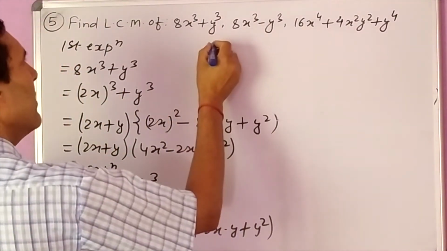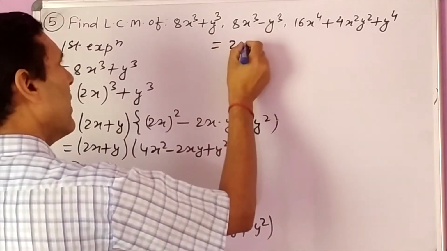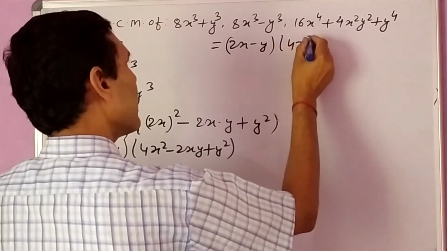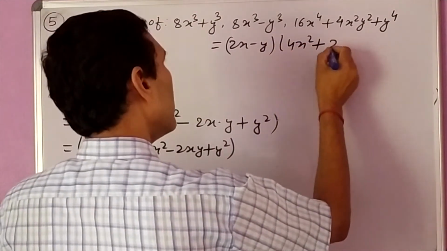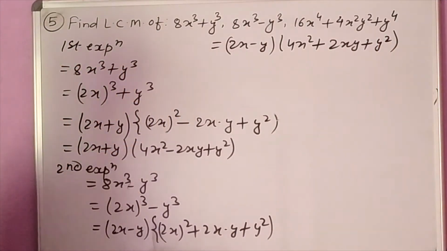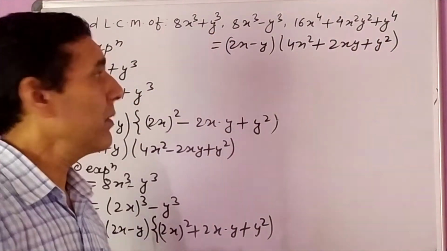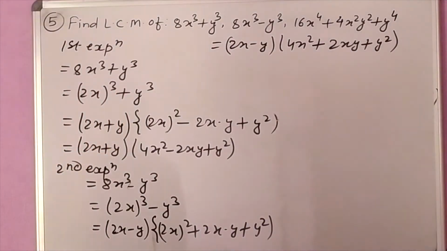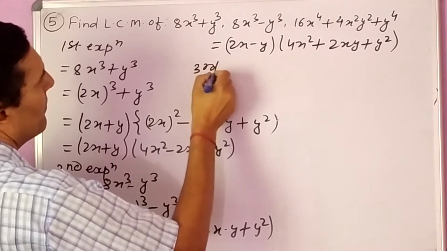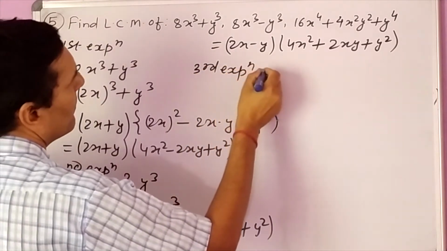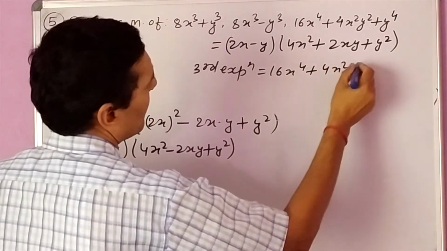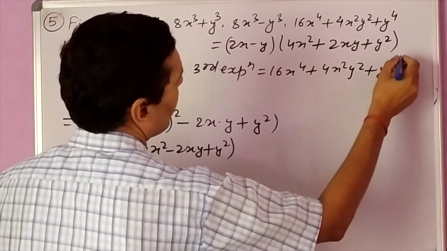So I am writing here, 2x minus y times (4x square plus 2xy plus y square). These are the factors of the second expression, 8x cube minus y cube. Now we have the third expression here, 16x power 4 plus 4x square y square plus y power 4.